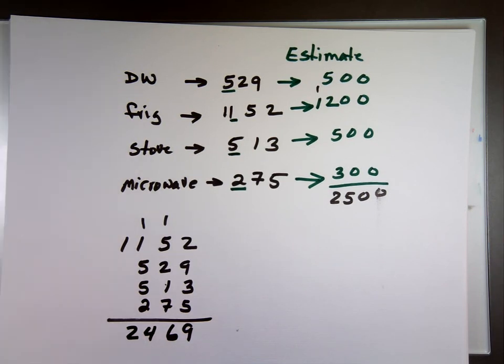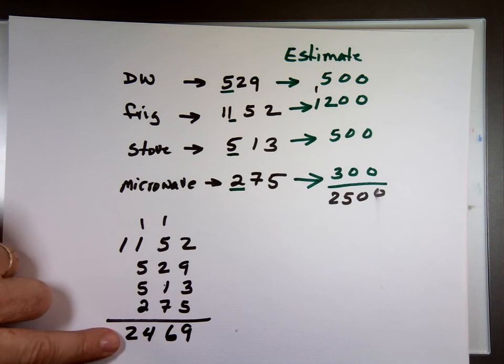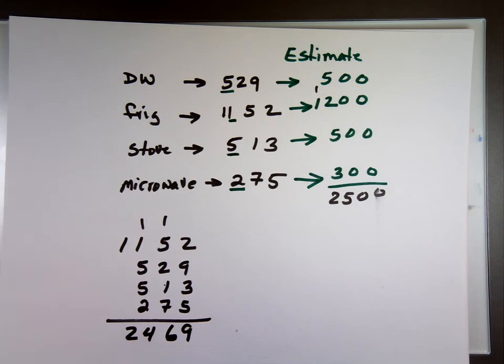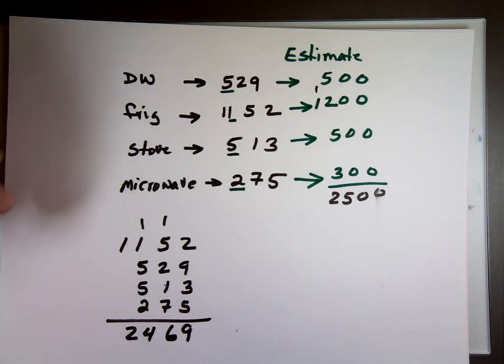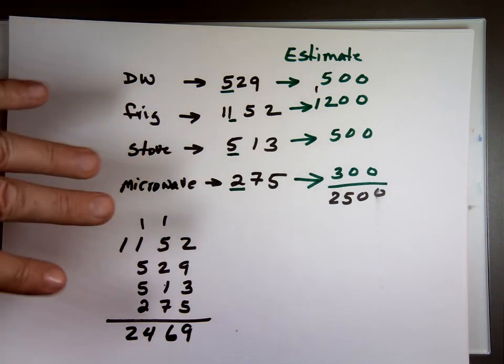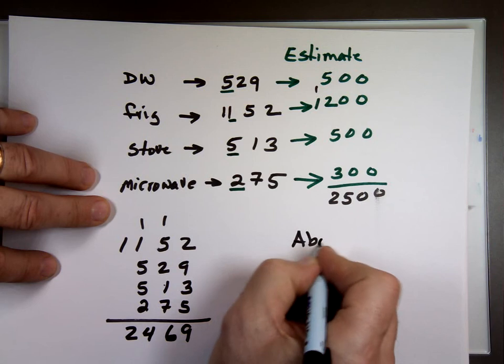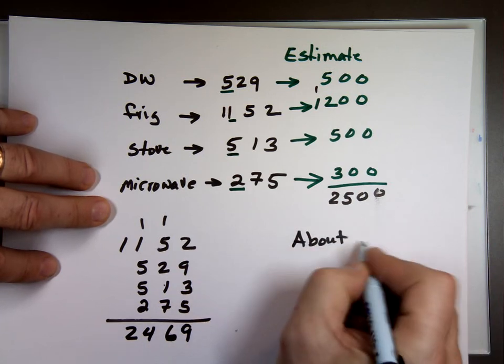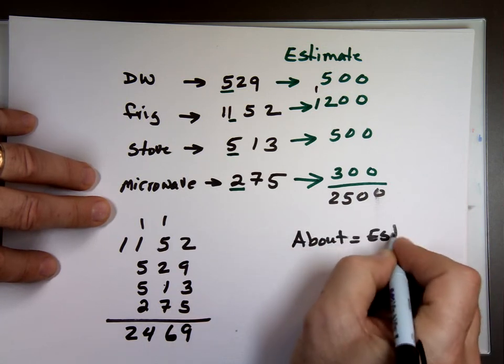Notice I said approximately 2,500, the exact is 2,469. How far was I? $31 off. If I'm spending $2,500, do you think I'm going to lose sleep over $31? So that's what estimation is. You need to round the numbers first, then do the math. Sometimes instead of the word estimate, they say about. About means another way of saying estimate. So if you see the problem saying about, how much? That's the same as estimate. Round the numbers first, then do the math.